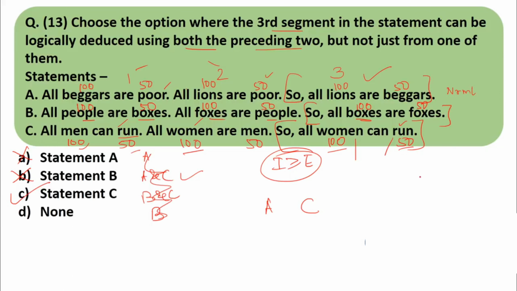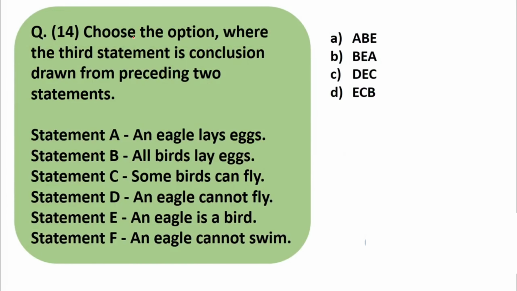So remember that. This is the same as what we learned earlier. Only thing is that you have to solve it three times. Okay, there's nothing different. Moving to the next question. Choose the option where the third statement is the conclusion drawn from the preceding two statements. Now over here, this is similar to what we did in the previous question. Only thing is that here in the options they have directly given the three statements. Okay, combination of 3: A, B, E; B, E, A. So here this is the first, this is the second, this is the third, which should be the conclusion.